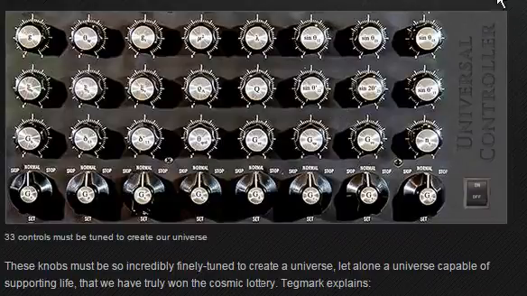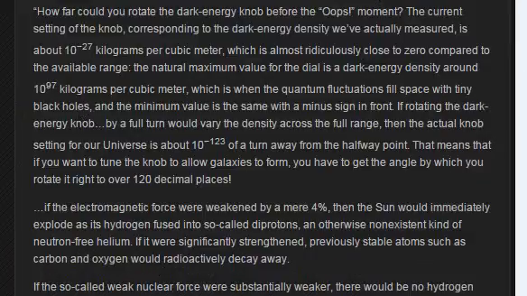So I will continue with what Tegmark said in his book. How far could you rotate the dark energy knob before the moment? The current setting of the knob corresponding to the dark energy density we have actually measured is about 10 to the minus 27 kilograms per cubic meter, which is almost ridiculously close to zero compared to the available range. The natural maximum value for the dial is a dark energy density around 10 to the 97 kilograms per cubic meter, which is when the quantum fluctuations fill space with tiny black holes, and the minimum value is the same with a minus sign in front.